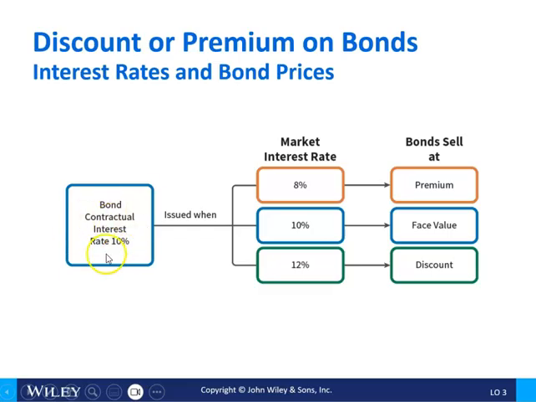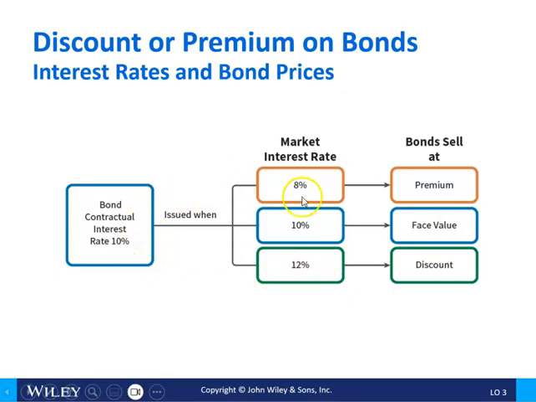So if a bond's contractual or stated interest rate is 10%, and the market interest rate is 10%, the bond sells at face value. So what that means is that what the company is paying, what this bond is paying, is what the investors are demanding. So they're going to pay the face value for it.